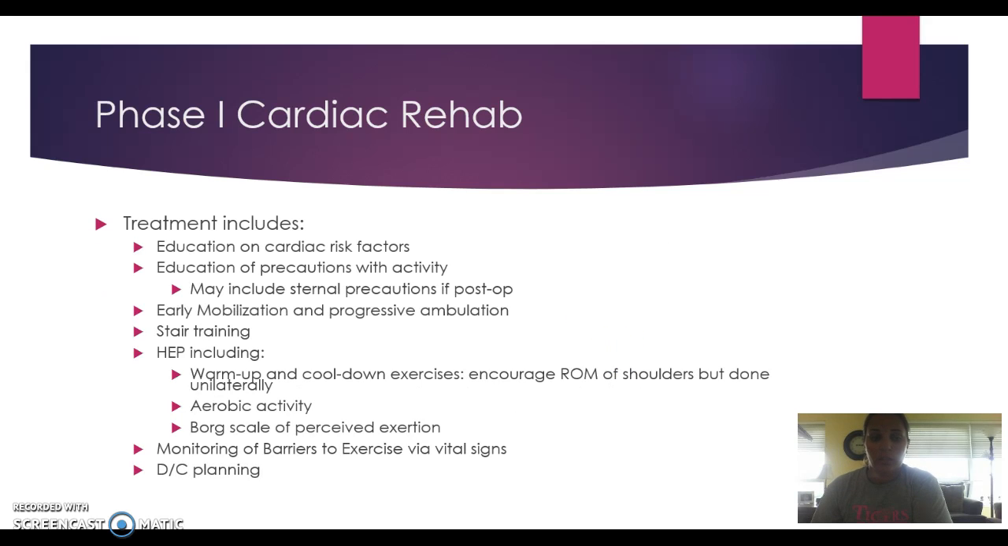Treatment includes education on cardiac risk factors, education of precautions with activity, which may include sternal precautions if post-op, early mobilization and progressive ambulation, stair training, home exercise program including warm-up and cool-down exercise, encourage range of motion of shoulders but done unilaterally, aerobic activity, Borg scale of perceived exertion, monitoring of barriers to exercise via vital signs, and discharge planning.